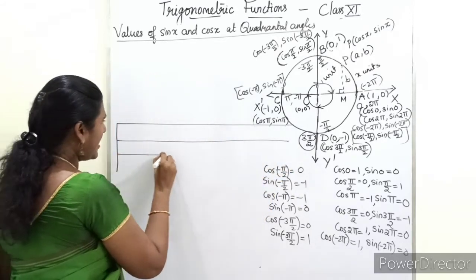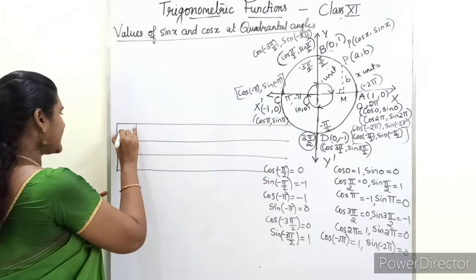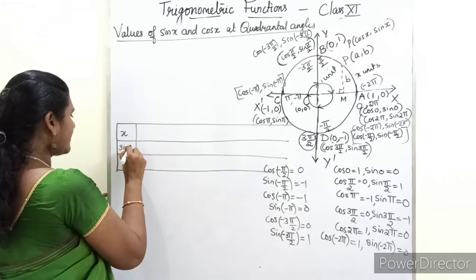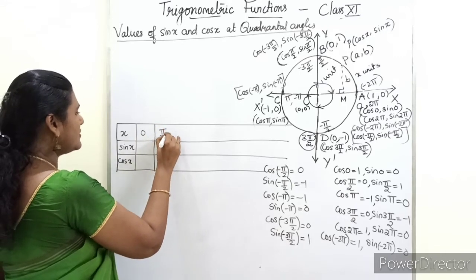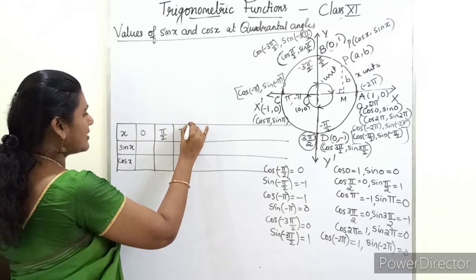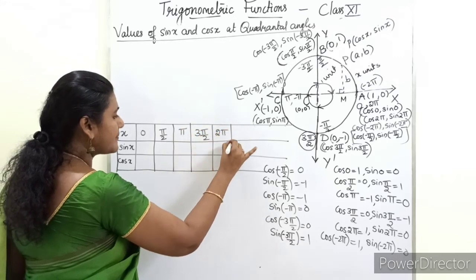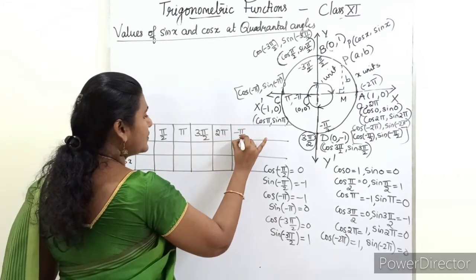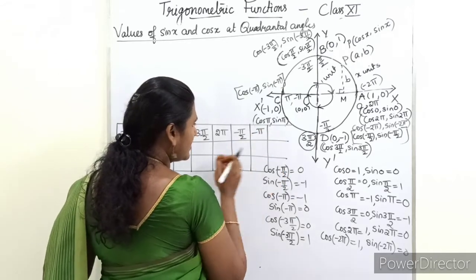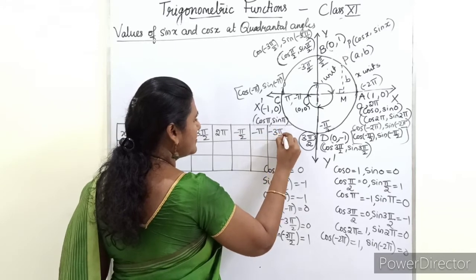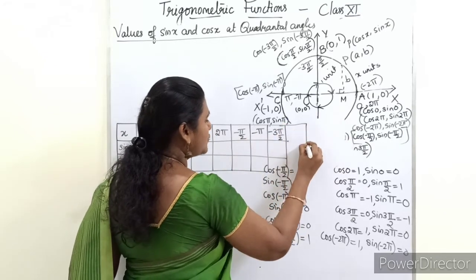So we will mark all the angles and the sine and cos values. So here x, sin x, cos x. So what are the angles? 0, pi by 2, pi, 3 pi by 2, 2 pi, minus pi by 2, minus pi, minus 3 pi by 2, minus 2 pi.